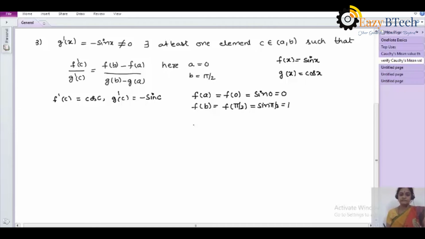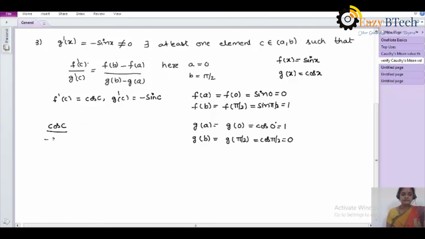Coming to the g values, g of a, that means g of 0, that means cos 0 is equal to 1, and g of b, g of pi by 2, cos pi by 2 is equal to 0. So now what is the condition? Cauchy's mean value theorem condition, f dash of c here. So what is the value of f dash of c? F dash of c is cos c by g dash of c.